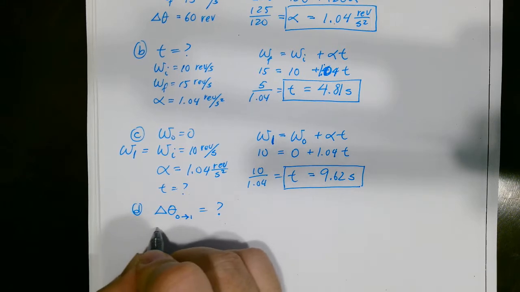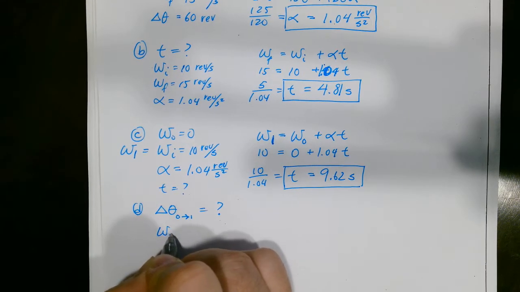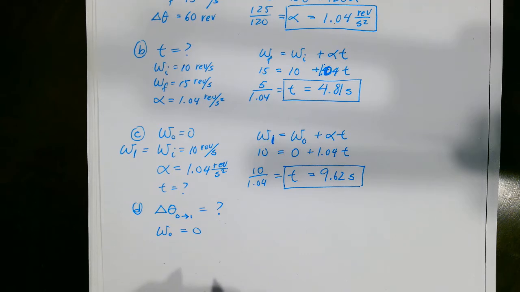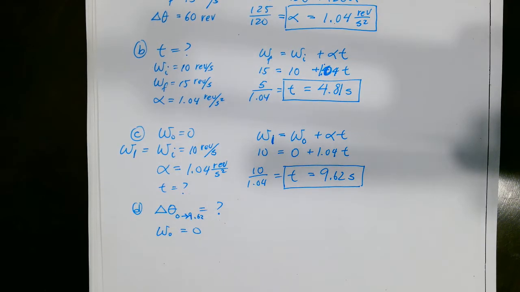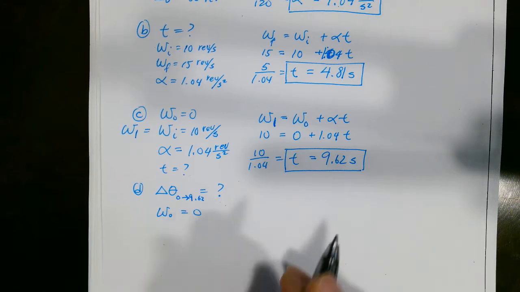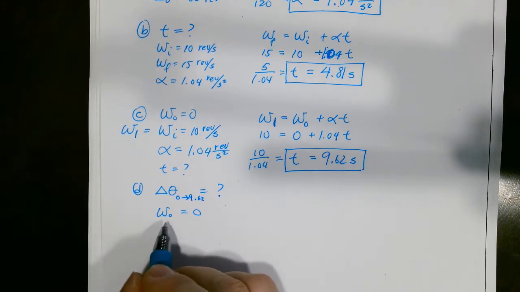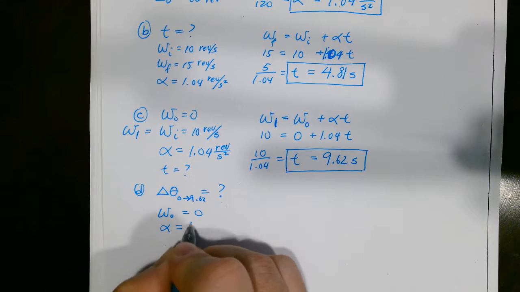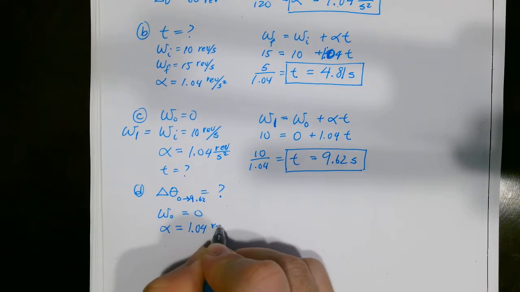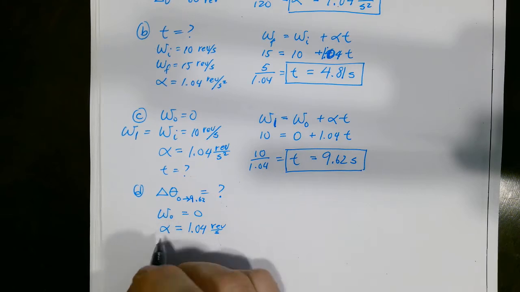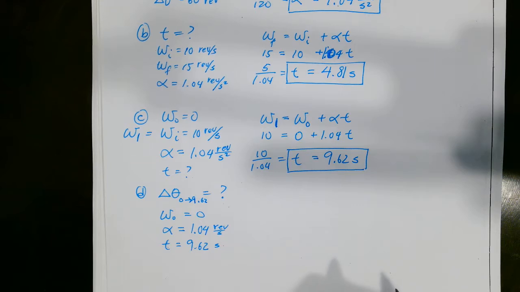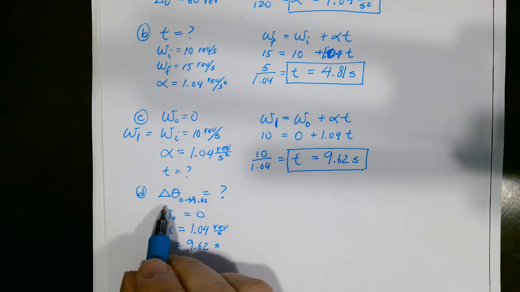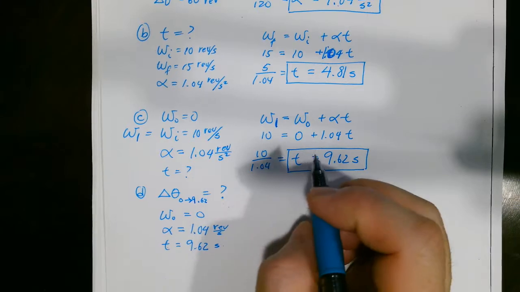So we know omega naught is equal to 0, and instead of 1, let's make it 9.62 seconds. That'll be less confusing. All right. So we know omega naught is 0. We know alpha is equal to 1.04 revolutions per second squared. We know time is equal to 9.62 seconds. So they want us to figure out what is delta theta. How many turns does it go through?